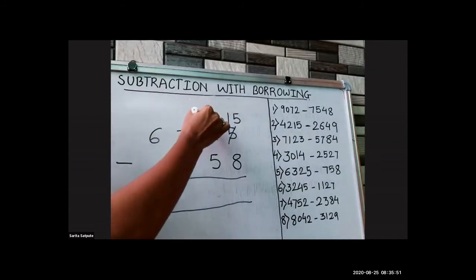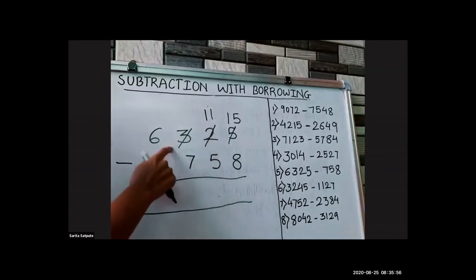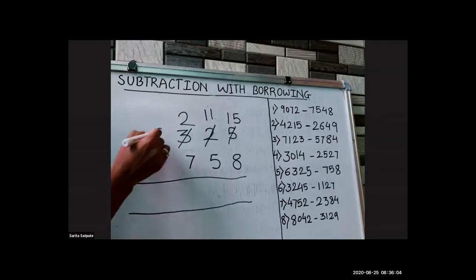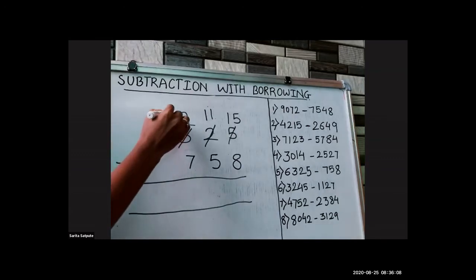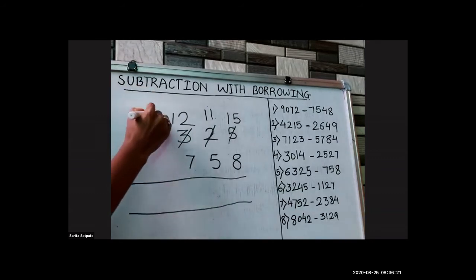Yes, here it will become 11 because 3 has given one number to 1. And what will 3 become? 2. So again the same problem. You cannot subtract 7 from 2. You have to borrow one number from 6. So 6 will give one number to 2, so it will become 12. And 6 will become 5.